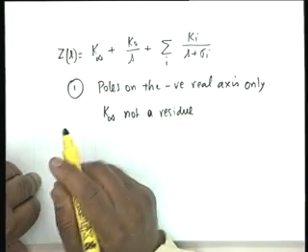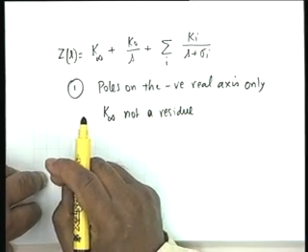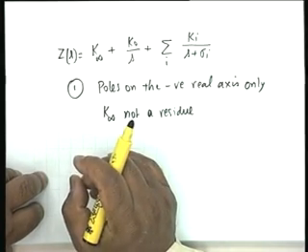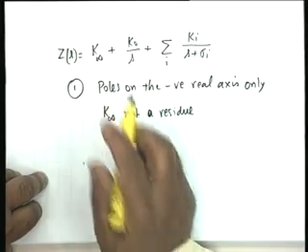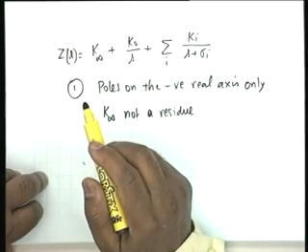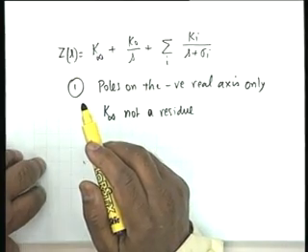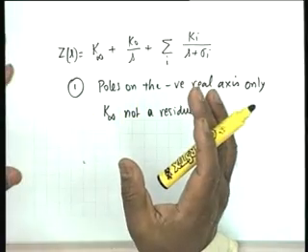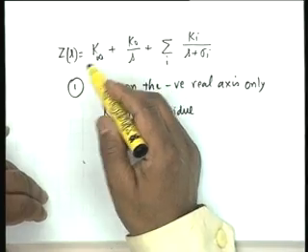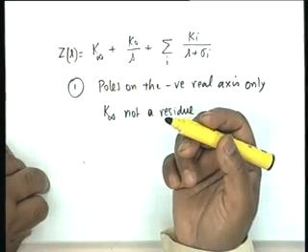You see the difference between LC and RC networks. LC networks must have either a pole or a 0 at infinity. Here this is not the case. At infinity the RC impedance is a constant. Now it is another matter that this constant can be 0. K infinity can be 0. If it is 0, then the function has a 0 at infinity.